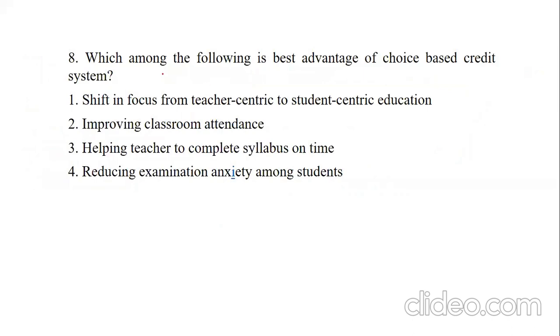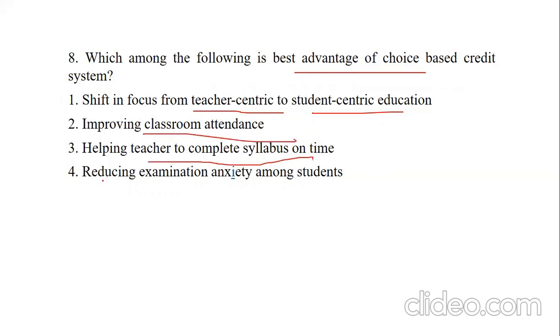Then the next question is, which among the following is the best advantage of the choice based credit system? That is choice based. Okay: shift in the focus from teacher centric to student centric. We have done one of these questions in the last video also, so just recall that. Then: improving classroom attendance, helping teachers to complete the syllabus, reducing examination anxiety, that is fear.